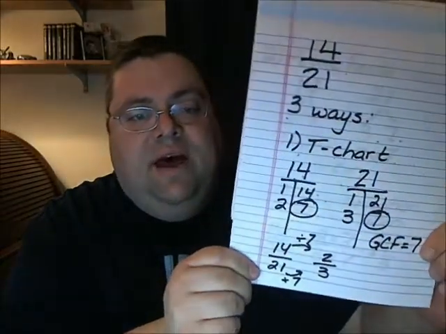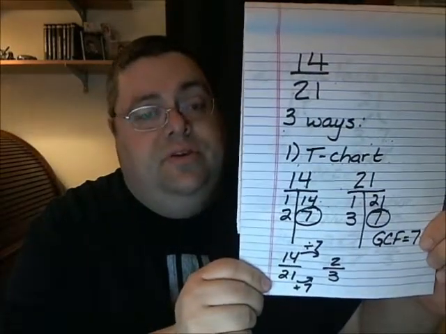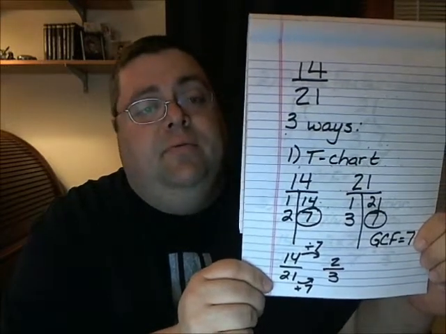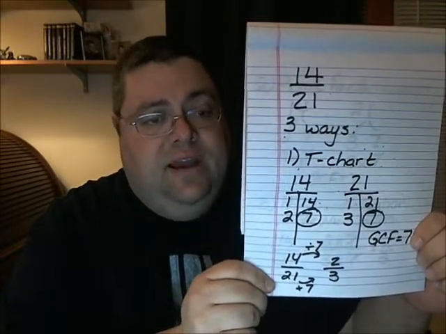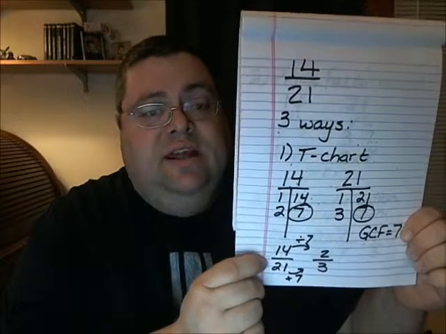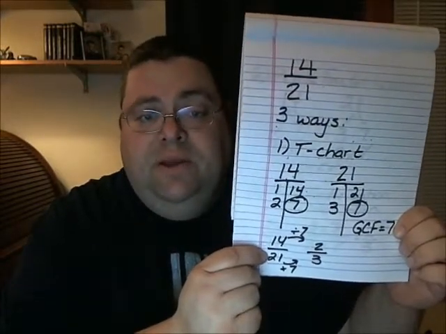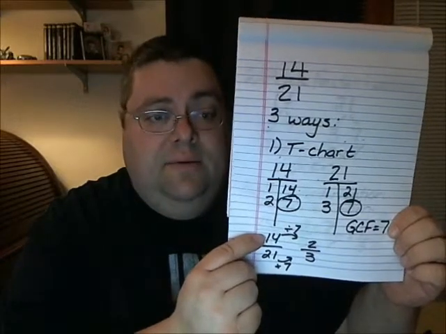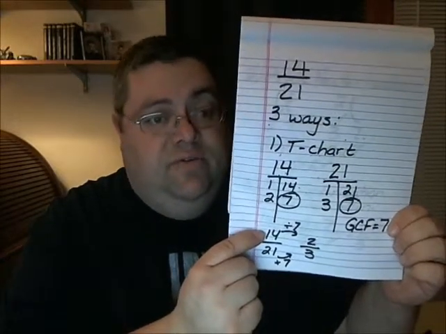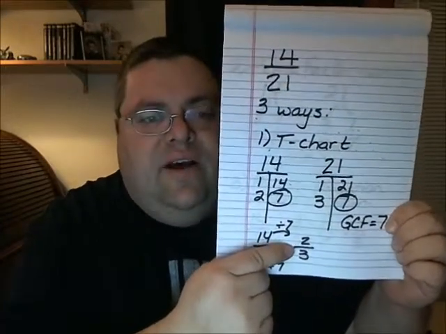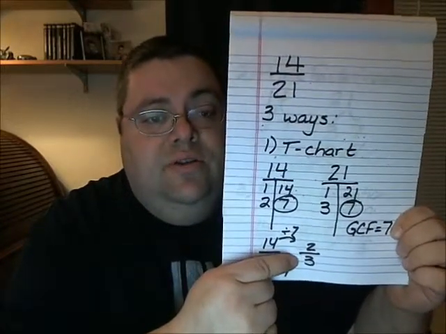And then here at the bottom, I divide both the numerator and the denominator by 7. Remember, when you're dividing this up, you're dividing up the whole object. That's the 21 pieces. But in the process of dividing up all the pieces, you're also dividing up the ones you're using, the other 14 here. So we divide them both by 7 for a final fraction of 2/3. So option 1 is the T-chart.